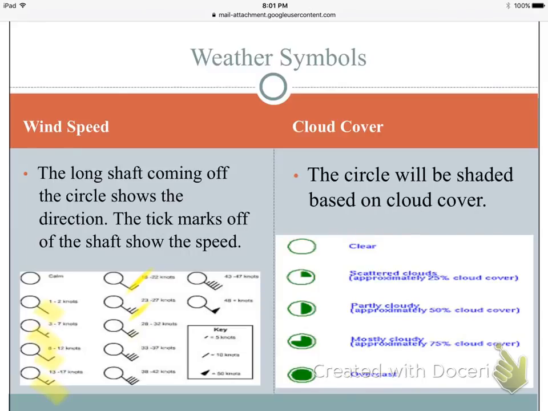So we mentioned that the circles represent cloud cover, and how much it's shaded is going to tell you the percentage of cloud cover that there is. So in this first one here, it's not shaded at all, which means it's clear. You're going to see clear skies. This one is a quarter of the way shaded, so 25% cloud cover, scattered clouds. Halfway is partly cloudy, 3/4 of the way is mostly cloudy, and if it's completely covered in, that means it's going to be overcast.